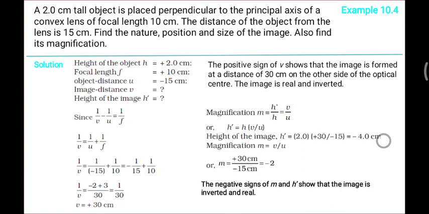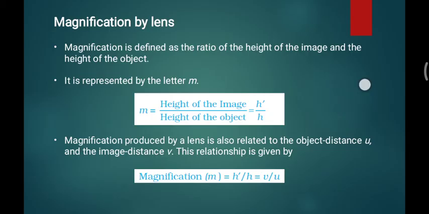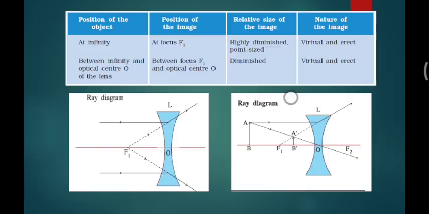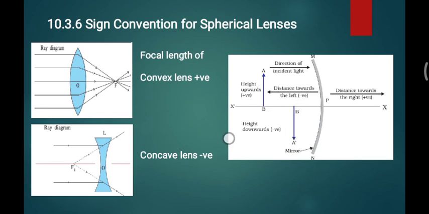Because of the negative sign of h prime, you are getting h prime negative. The height of the object or image anywhere is negative when it is downside, as you can see here, what we discussed earlier guys. Yeah, it is here, downside is negative height.